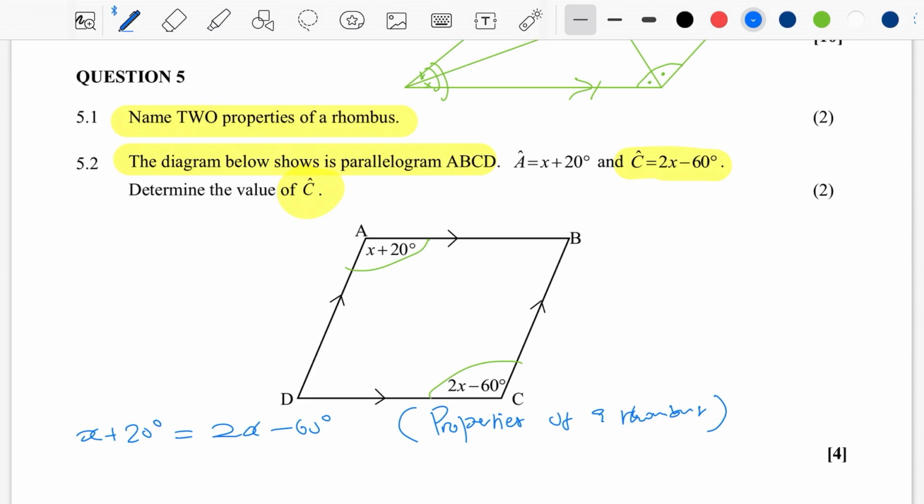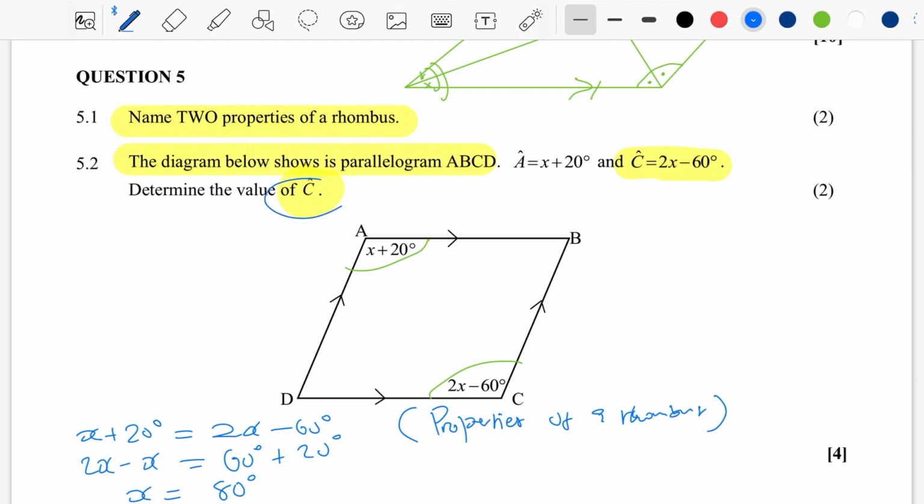So you're going to take x, put it on the right hand side, it becomes negative. So you're going to have 2x minus x, and you're going to take negative 60 degrees, put it in the left hand side, it becomes positive. So you're going to have 60 degrees plus 20. So 2x minus x is equal to x. 60 plus 20 is equal to 80 degrees. Okay, so that's your x.